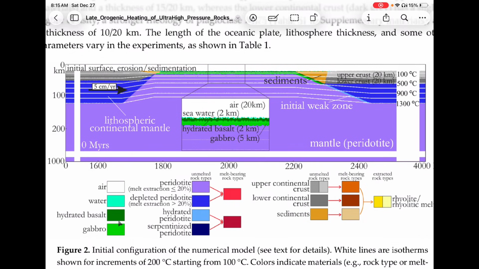So hydrated basalt, from what I've read in the paper, is specifically talking about pillow basalts, and probably some of the basalt just close to where the water is. The gabbros, like the sheeted dikes, and then the peridotite, the purple one here, is mantle peridotite. So what would just be normal peridotite that's running in the mantle, and then there's this dark blue stuff which is depleted peridotite.